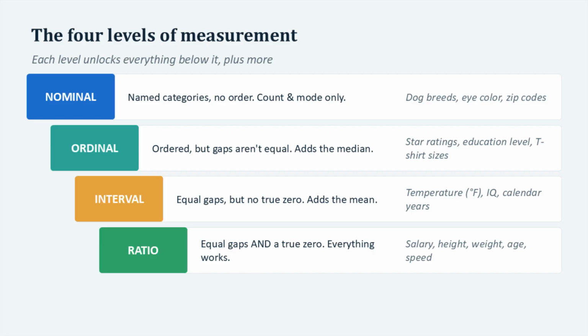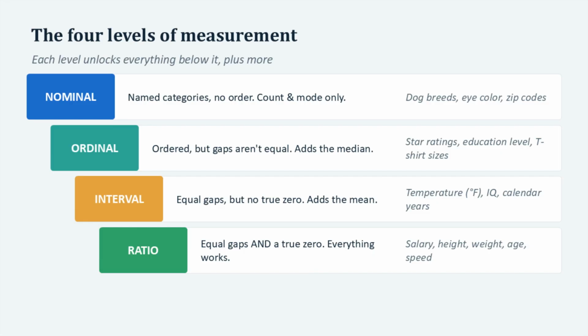And because the intervals are equal, we can do more mathematically. For example, at this level, calculating a mean or an average makes sense. IQ scores and calendar years are also common examples of interval data.